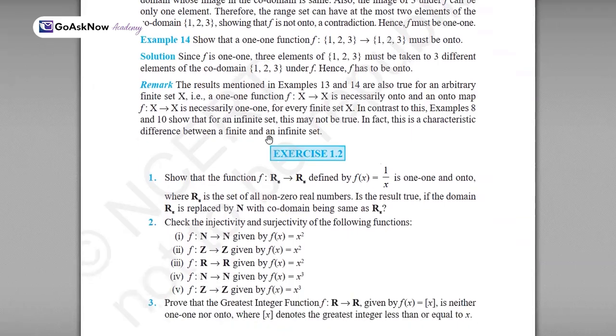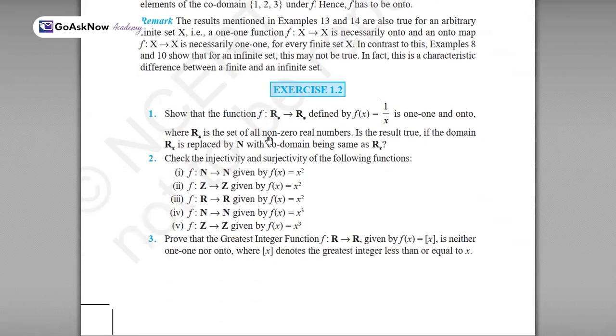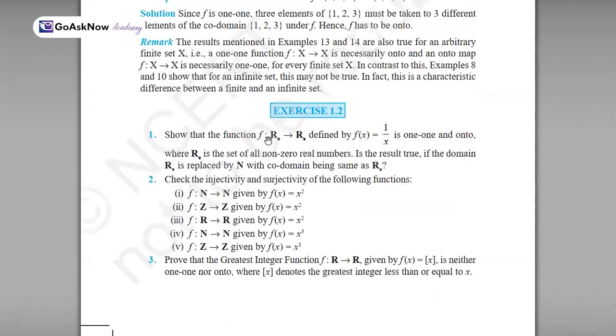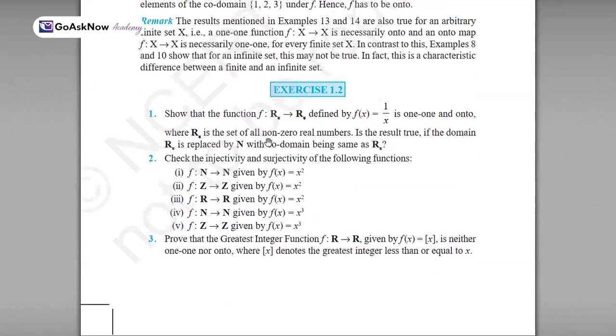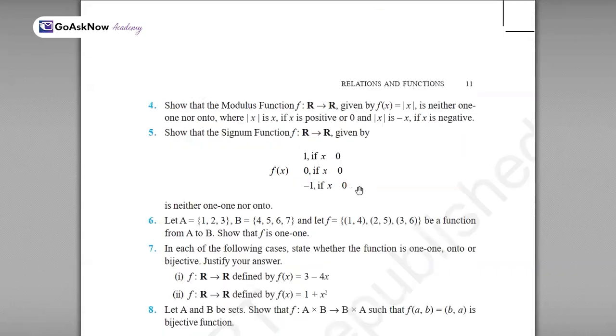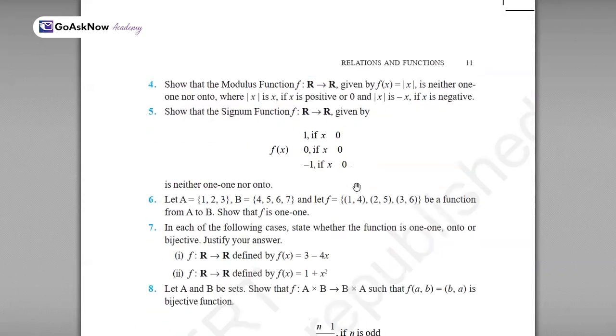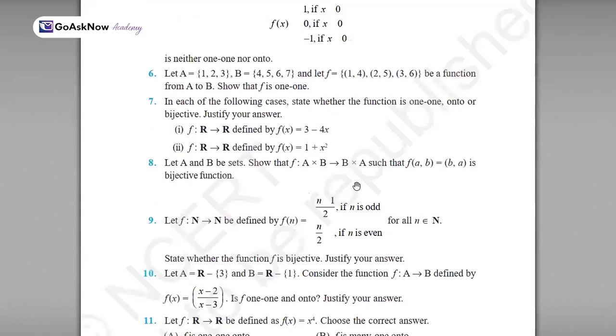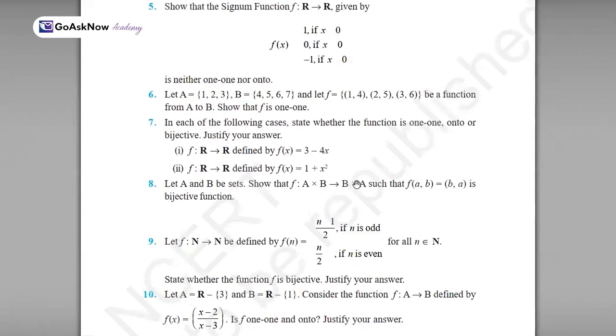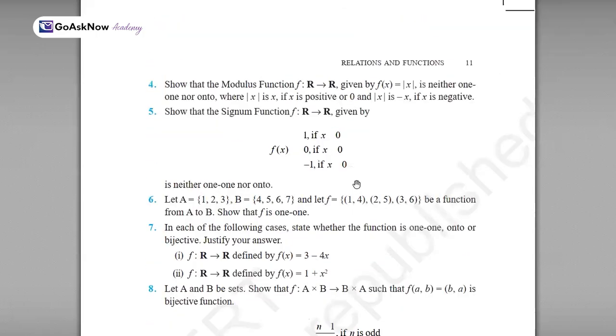And there is exercise 1.2, and some questions are given in this. You have to solve these questions. I assume that you can solve them, because I have told you some examples. I will take one or two questions from this and try to solve them for you. I will take question 4 from exercise 1.2.